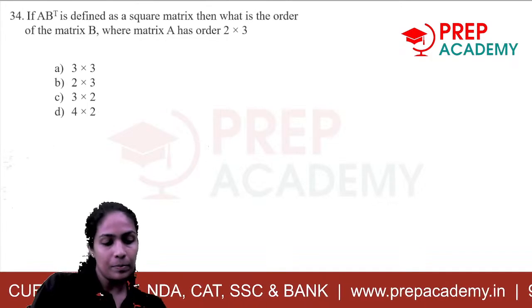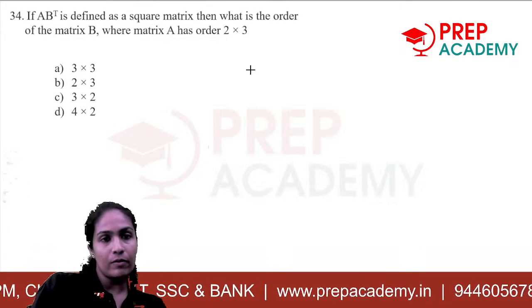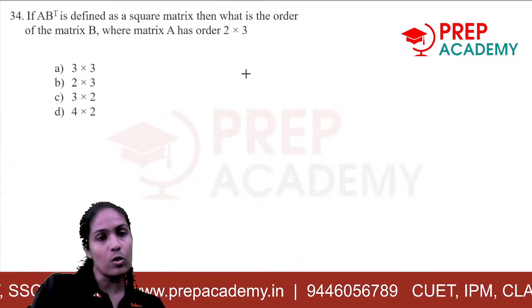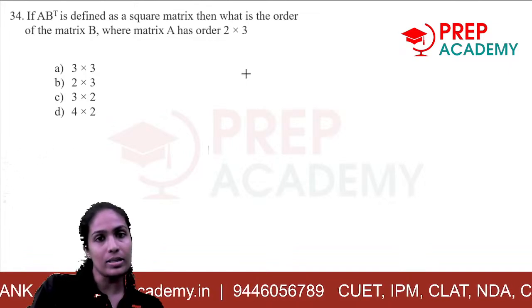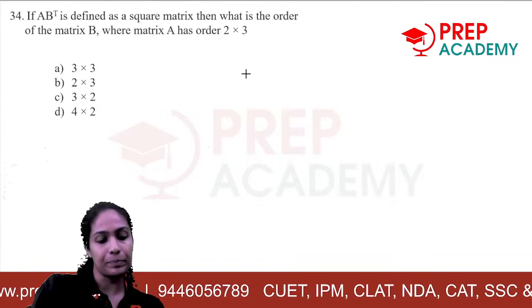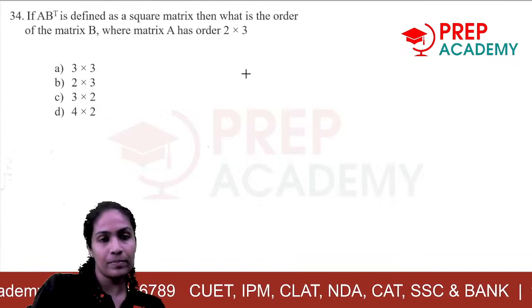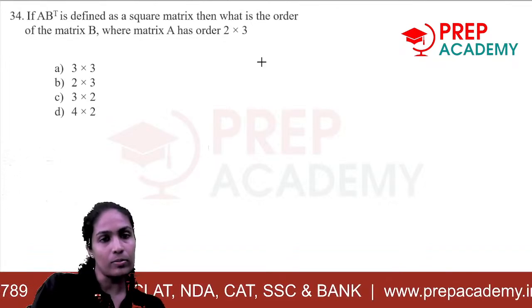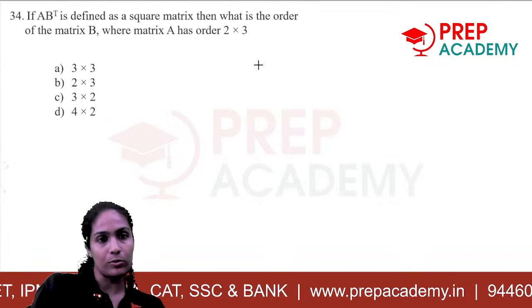So next question. If A into B transpose is defined as a square matrix, then what is the order of the matrix B, where matrix A has the order 2 by 3? Option A 3 by 3, option B 2 by 3, option C 3 by 2, and option D 4 by 2.